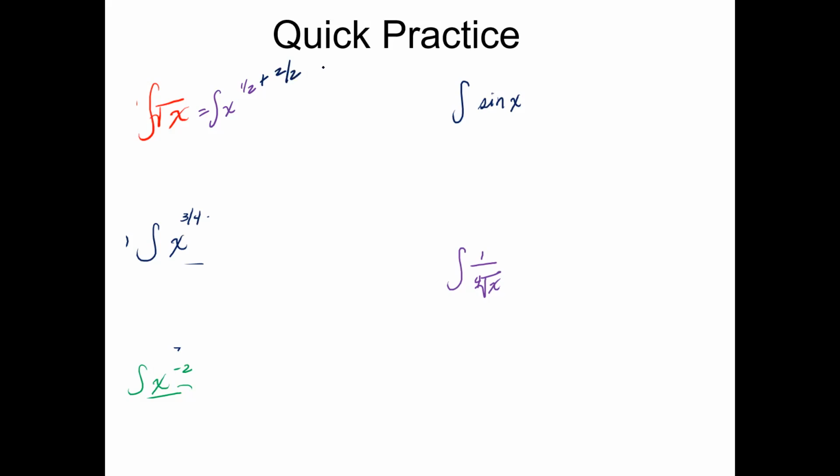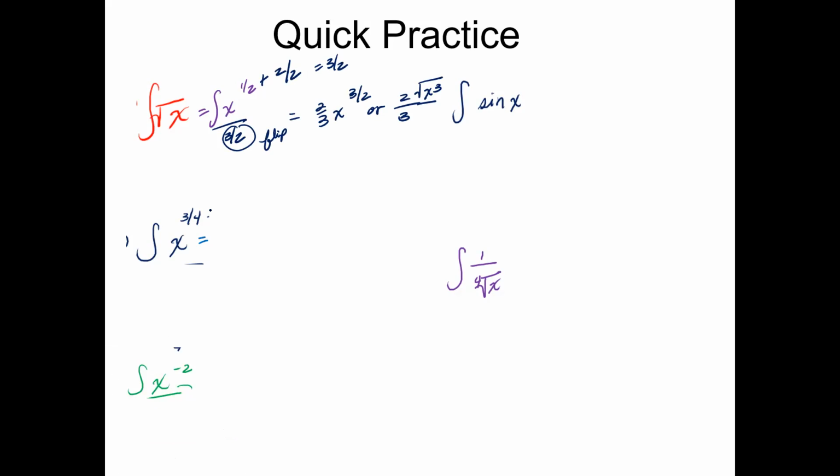So I'm going to add 1, which is 2 over 2, so that's 3 over 2. Divided by 3 over 2, what's going to end up happening is you have to flip this. So 2/3 x to the 3/2 power, or 2/3 square root of x cubed. So that's another way that you can write it.